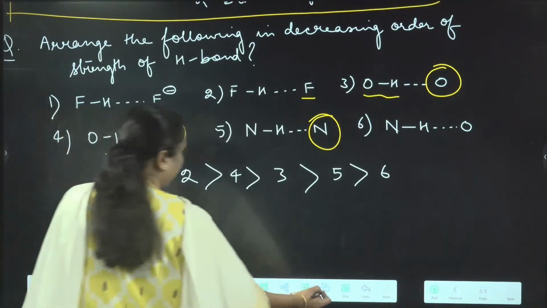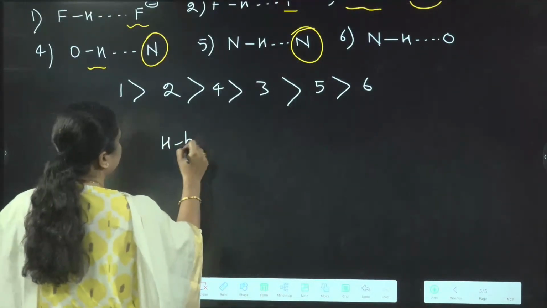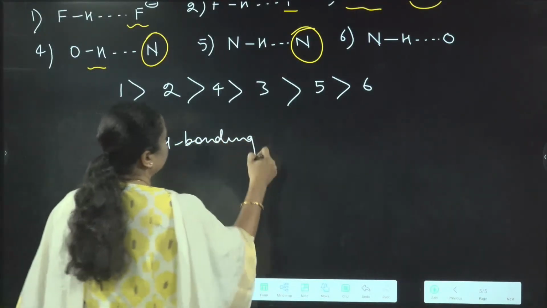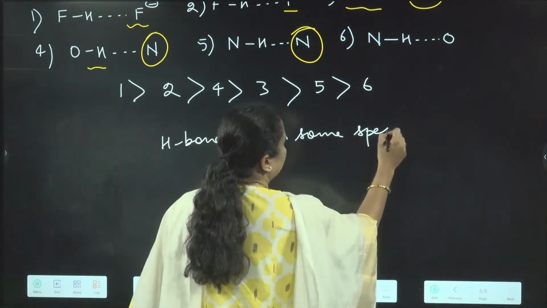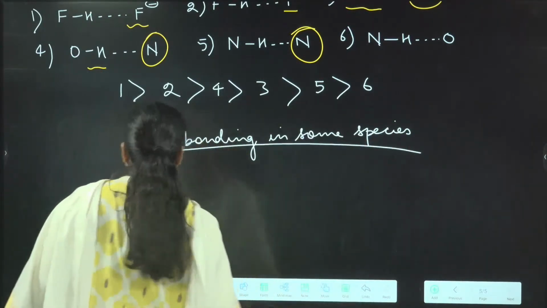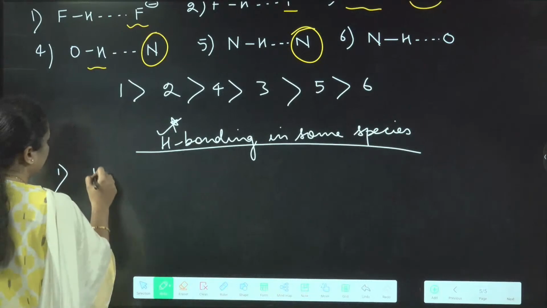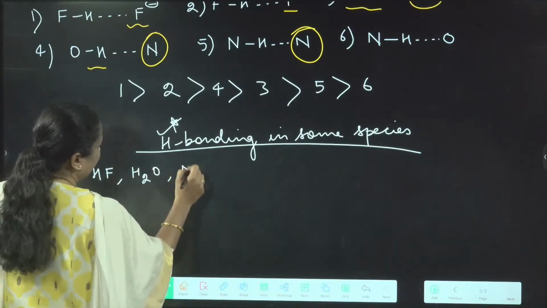Yeah, fine. Now let us go for hydrogen bonding in some species, and this is going to be important. First one is we are going to see the case of HF, H2O and ammonia.